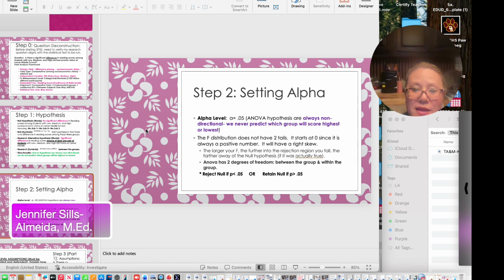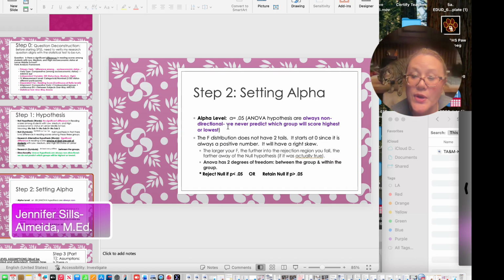So step 2, we're setting the alpha. The alpha level is set at 0.05, and it is always non-directional. We never predict which group will score highest or lowest. And the F distribution does not have 2 tails. It starts at 0. So what this means is that it's always going to be a positive number, and it will have a right skew, meaning it's skewing to the right. The larger your F, the further into the rejection region you fall, further away from the null hypothesis. And in ANOVA, it's good to know there are 2 degrees of freedom between the groups.